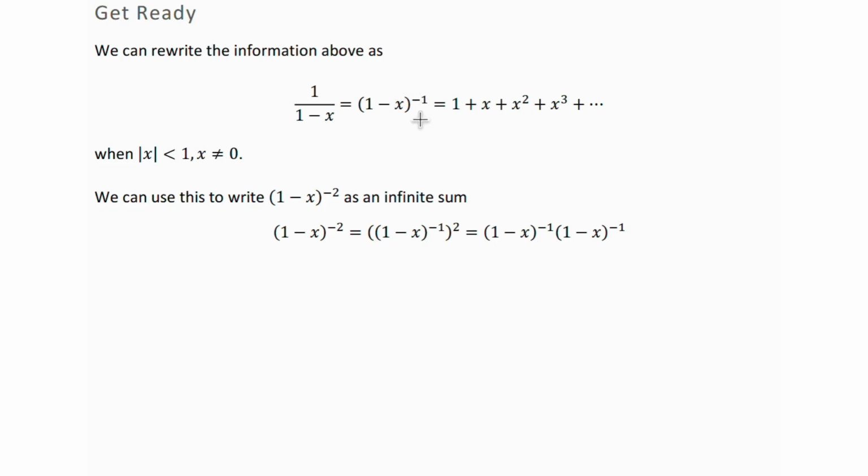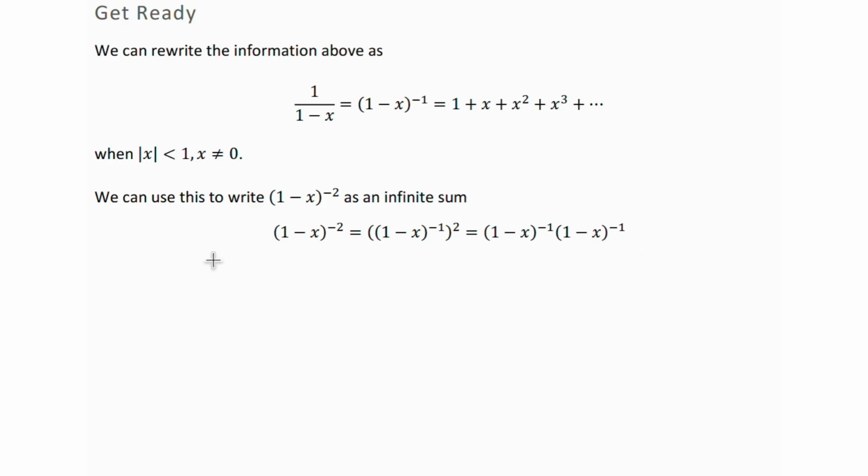So in the previous skill we saw expanding binomials to positive powers. In this skill we're going to be looking at expanding binomials to negative and then fractional powers. So using this, we're going to work out what (1 minus x) to the minus 2 is. So (1 minus x) to the minus 2 is equal to (1 minus x) to the minus 1, which is this thing, squared, which is (1 minus x) to the minus 1 times (1 minus x) to the minus 1.